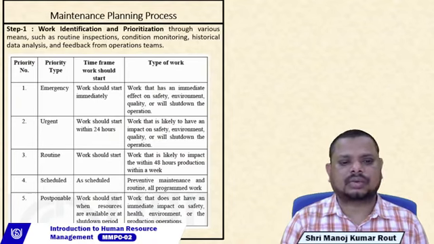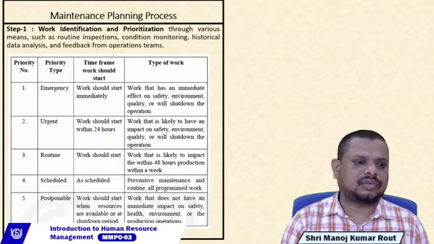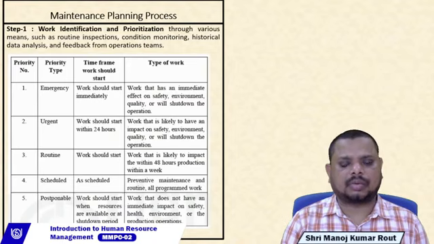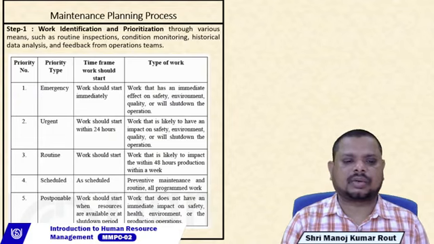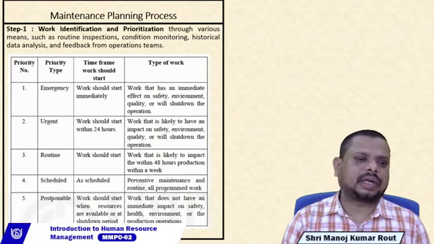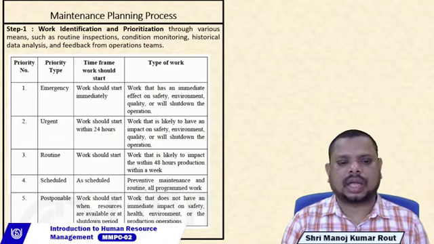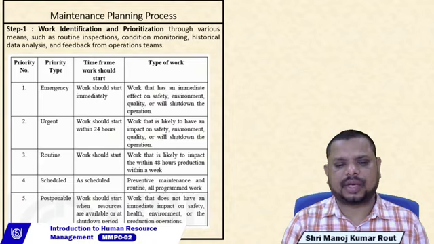The type of work is likely to have an impact on safety, environment, quality, or will shut down the operations. Similarly, the third priority type is routines. In terms of time frame, work is scheduled to start, and the type of work includes work likely to impact production within 48 hours to a week. The fourth priority type is known as schedules. Work is scheduled to start, and the type of work includes preventive maintenance and routine and program work.